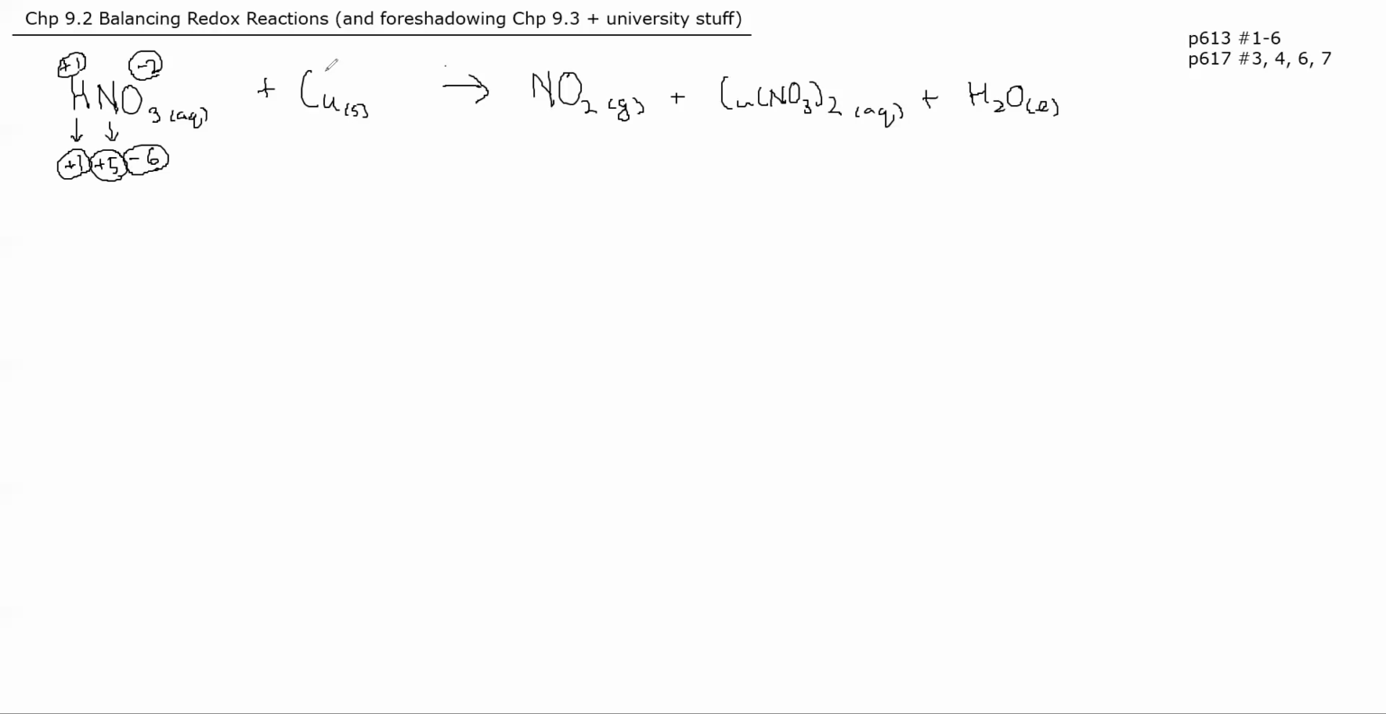Let's move on. Copper, being an element, is going to have an oxidation number of 0. Oxygen, again, -2. That means it's a -4. That means nitrogen is going to be a +4. Here, oxygen is a -2. That's going to be -6. That means nitrogen here must be a +6.